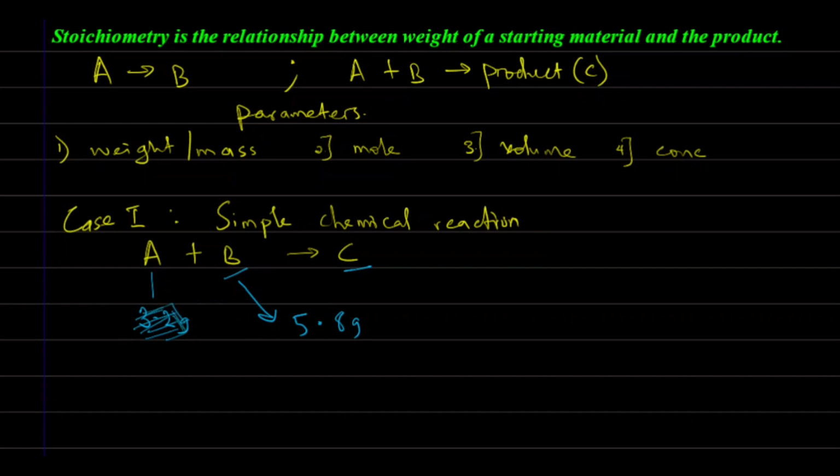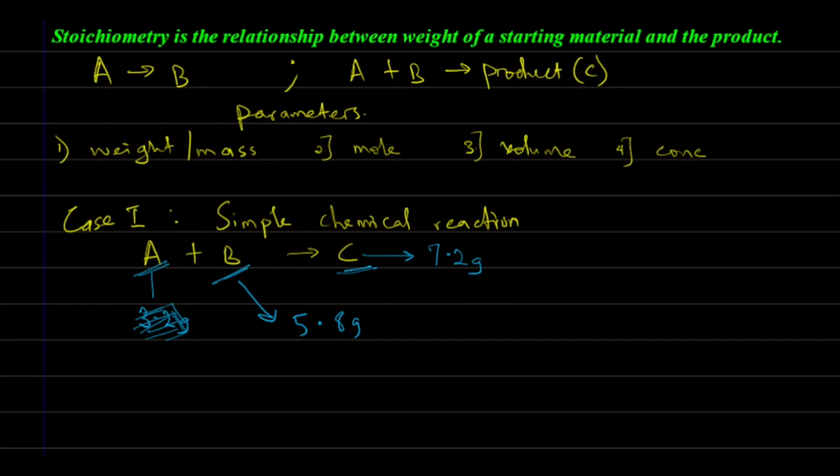So in a simple chemical reaction, we will not be giving the masses of the two reactants, but one of the reactants will be given. Then with the one reactant given, we can calculate the others. That means if I'm giving the mass of B, which is 5.8 grams, I can use that to calculate the mass of A or the mass of C. We can also be given the mass of C, let's say 7.2 grams. Then we are asked to solve for the mass of the first reactant A or reactant B. But in a simple chemical reaction, we are not going to be giving the masses of the two reactants.